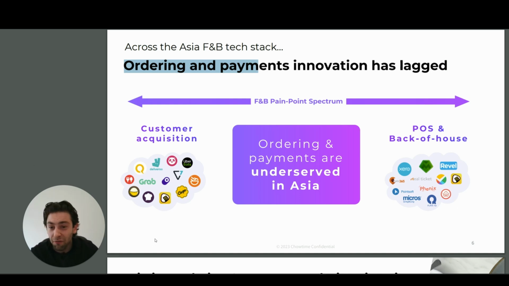Then you go to the very, very front of the business, the customer-facing side of the business, before anyone enters into the venue, and you have anything related to customer acquisition. So that could be delivery platforms, discovery like marketplaces for food, reservation booking platforms, et cetera, et cetera. Grab, Deliveroo, Uber Eats, these types of businesses, okay?